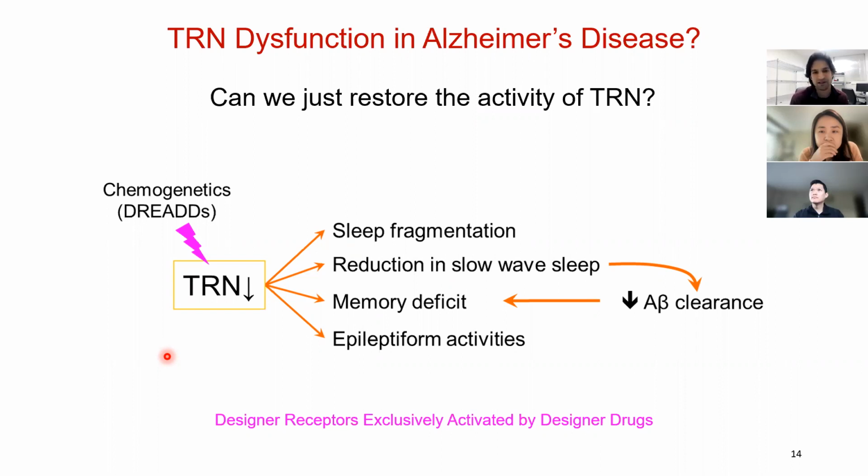We haven't yet dug into that part, but TRN dysfunction is known for an induction of spike wave discharges in absence epilepsy. So that would be an interesting paradigm that we are interested in looking at too.